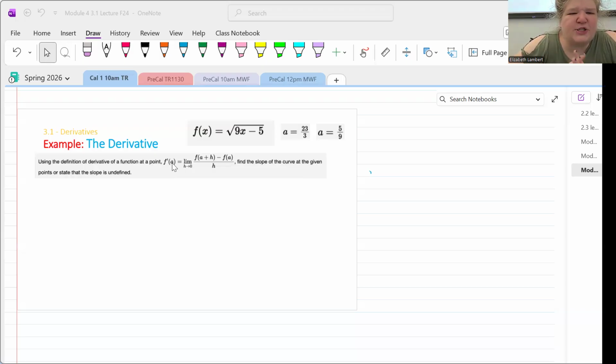So this particular question has given us two different a values to mess around with. So we can plug in the a value and do the limit for each one, or we can find the derivative in general and then plug in the a values to get the slope at each a value. So I'm going to start it off by plugging in the a value so we get practice and warm up with that. But then I'm going to do it for the general sense.